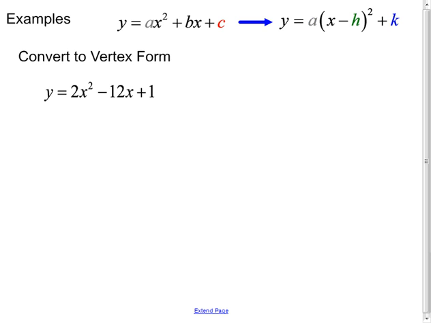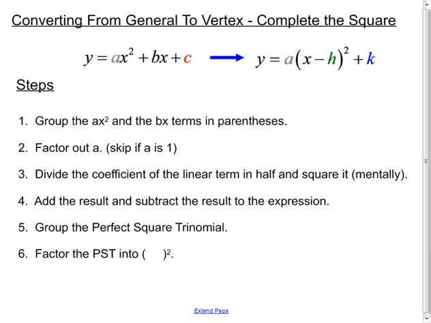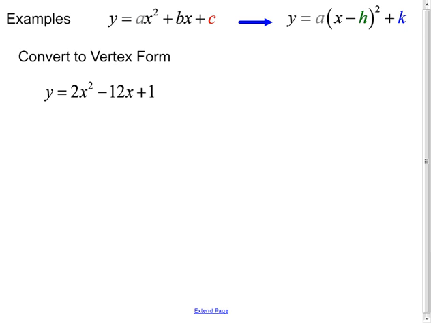Here we see that we are, in fact, given general form. And we're going to try and move it into something that looks more like vertex form. Again, these will be equivalent expressions, so they'll be the exact same equation. If you graph both of them, you should get the exact same graph. That's how you can check it in the end. So the first thing we're going to do is look at our steps, and group the ax squared and bx terms in parentheses. So let's see what that looks like.